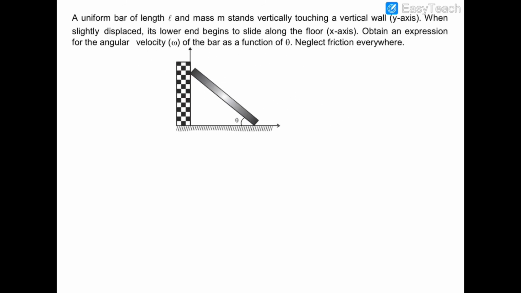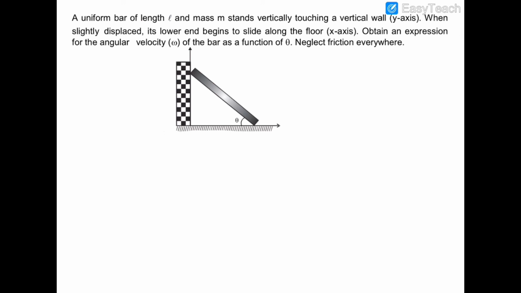In this question, there is a rod which was initially lying vertically on the wall, and the length of the rod is L. Now the lower end of the rod is slightly displaced and it starts to slip over this frictionless ground and along this frictionless wall. We have to find the angular velocity of this rod as a function of theta.